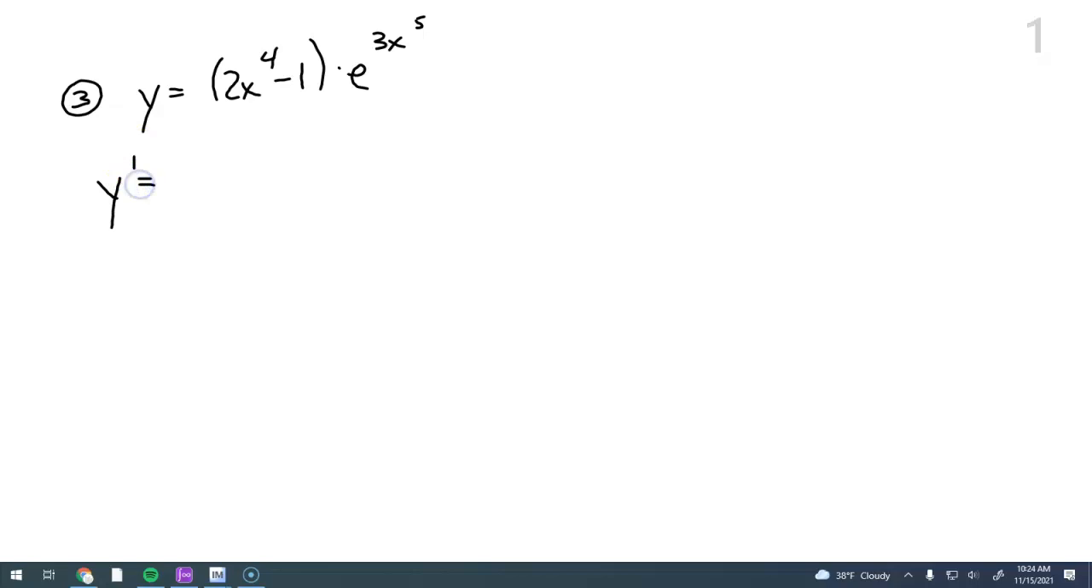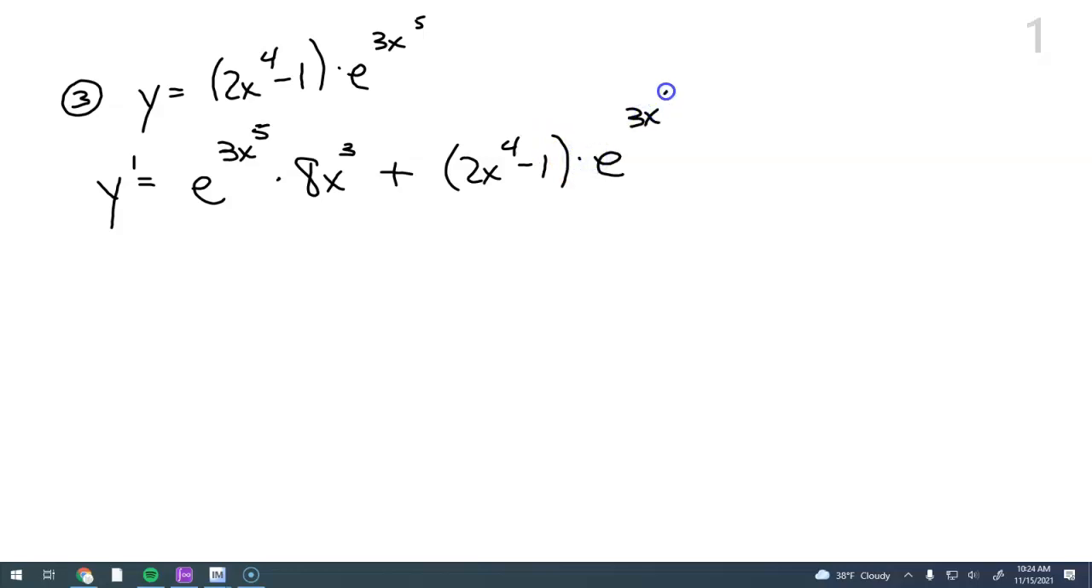So again, chain and products. There's only 1 chain rule, not 2. This part doesn't need chain rule, just this part does. So it's your second thing, e to the 3x to the 5th, times the derivative of the first thing, which is 8x to the 3rd, right? Because the minus 1 just kind of drops away. Plus the first thing times the derivative of the second thing. So what's the derivative of e to the z? Leave the little guy alone, and then you multiply by the derivative of the little guy, which is 15x to the 4th.